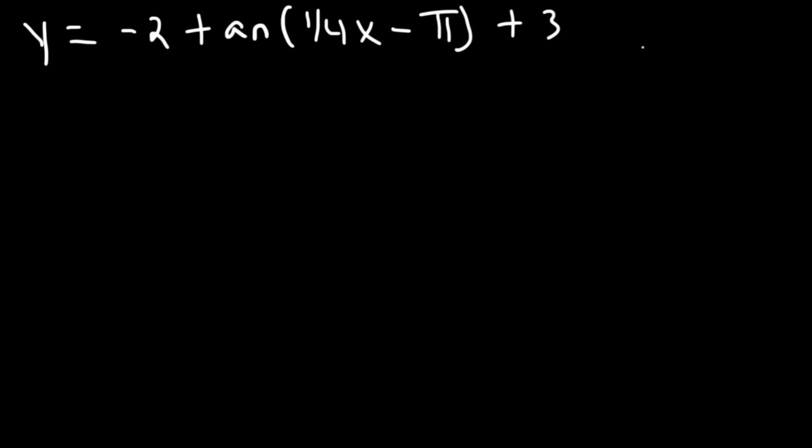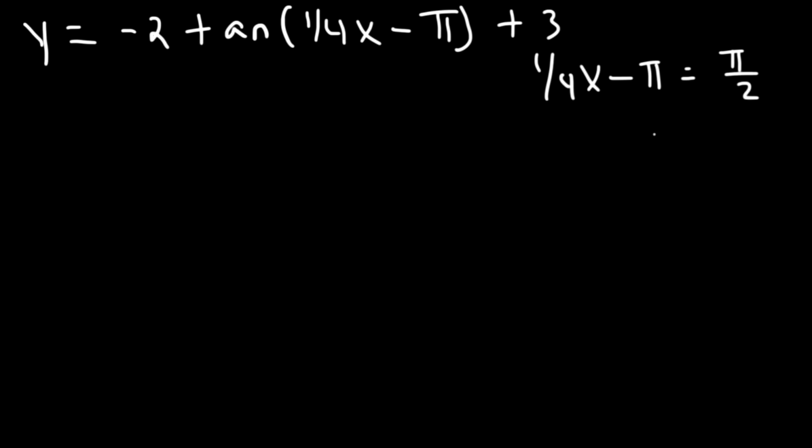So the first thing that we can do is find the vertical asymptote. Now for cotangent, we set the inside equal to 0 to find the first one. But for tangent, it's a little different. If you recall, the parent function of tangent doesn't have a vertical asymptote at 0. It has one at negative pi over 2 and pi over 2. So you can set the inside equal to any one of these, but I'm going to choose positive pi over 2.